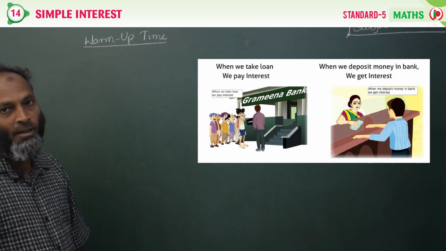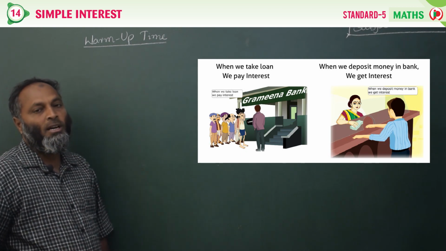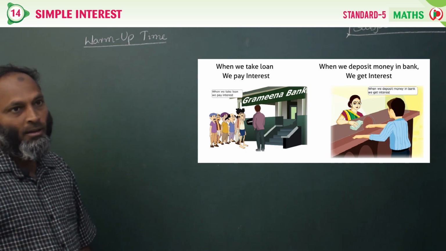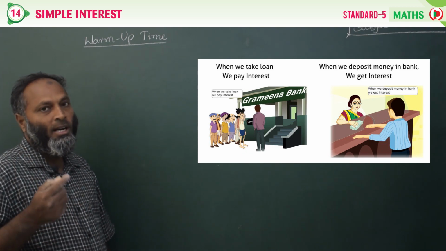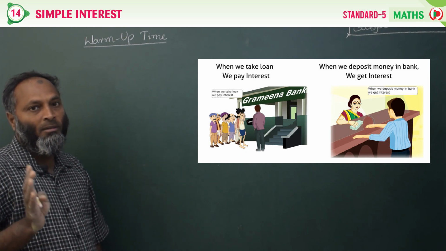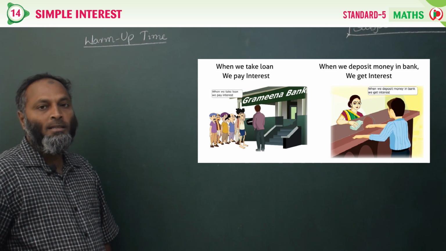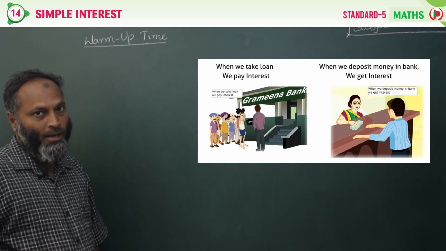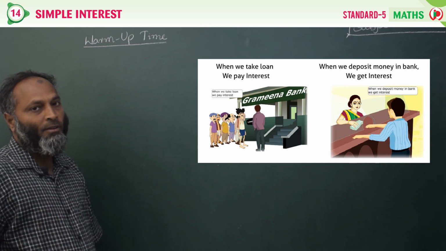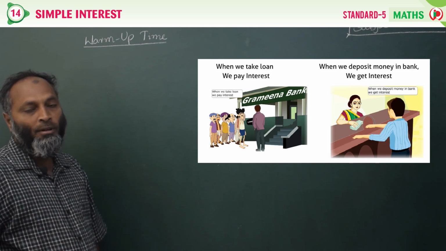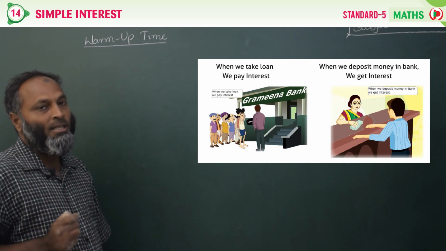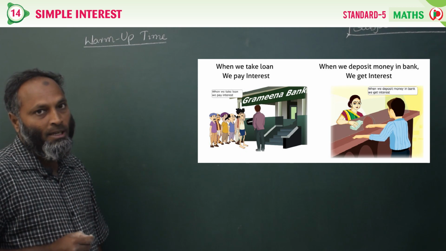So what are we generally doing? We are taking loans or keeping our money in the bank. These are the two things we do with the bank. Either we take a loan from the bank, or we keep our money safe in the bank. If we take a loan, we should pay some extra amount whenever we repay. Whatever extra amount we pay, that is the interest, that is simple interest.